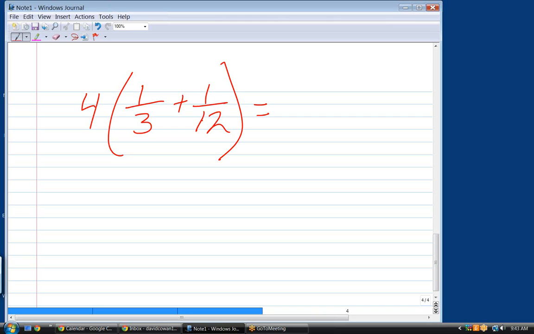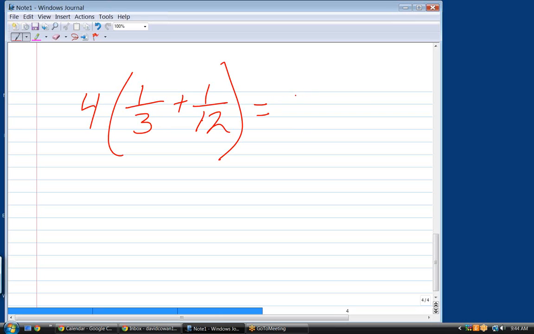You actually have a choice of first steps. In other words, we could add these two fractions together, right? Find a common denominator, add them together, or we could distribute the 4 to the 1/3 and the 4 to the 1/12. There might be some advantages to doing the 4 distribution first. We might not have to do some arithmetic. Let's find out. If we distribute the 4, what do we get?